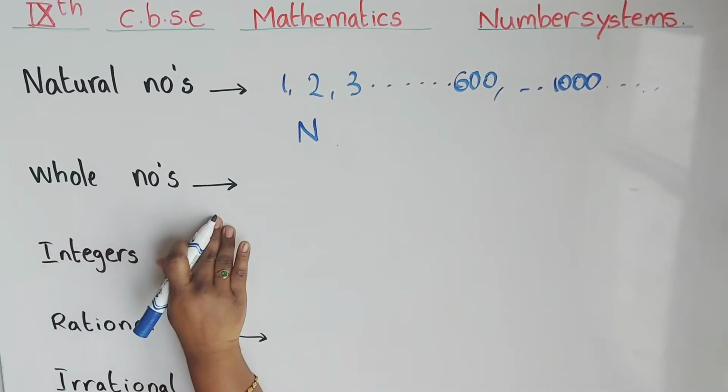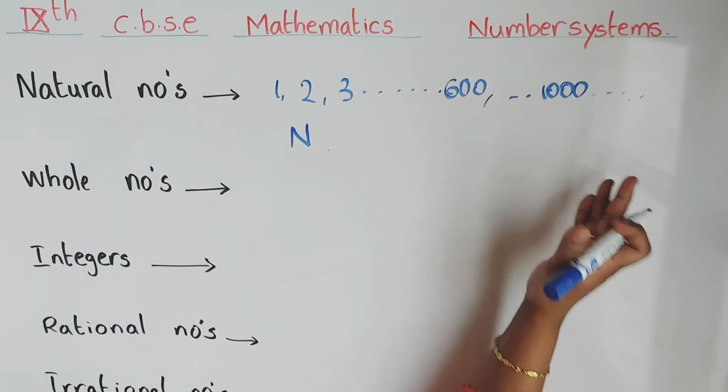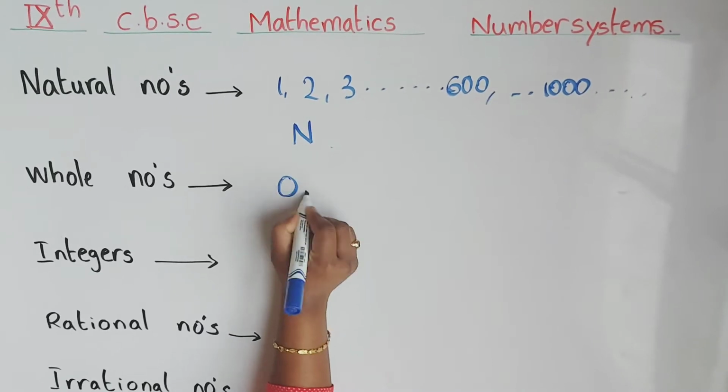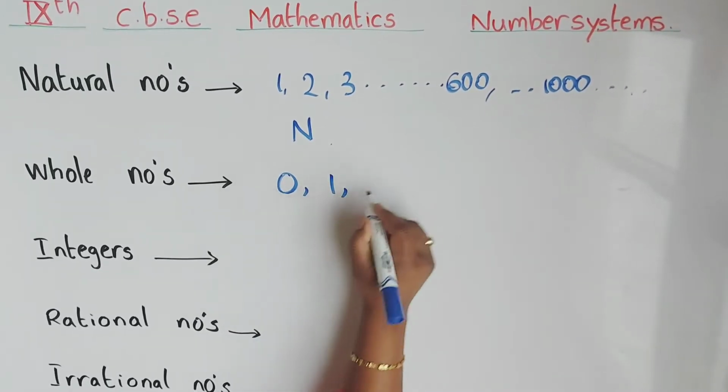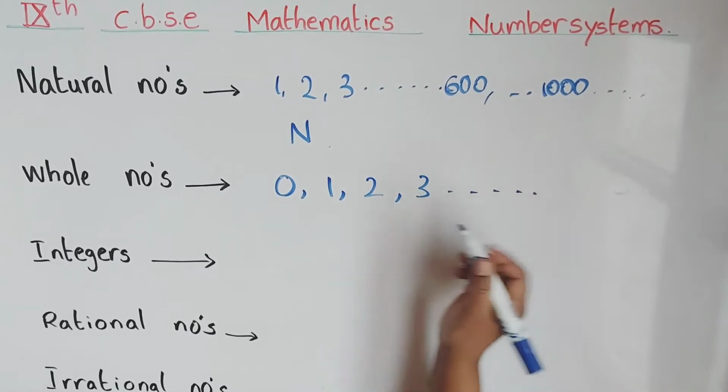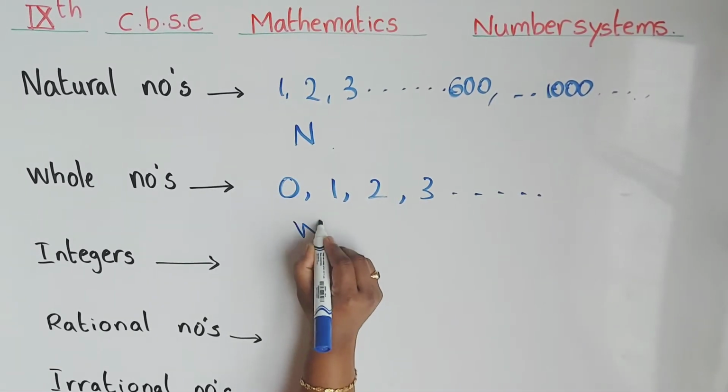Next, whole numbers. Here we have all the numbers. Which number is not here? 0 is not there. So 0 is also included in whole numbers. 0, 1, 2, 3, and so on. These are all whole numbers. Whole numbers are denoted with the letter W, children.